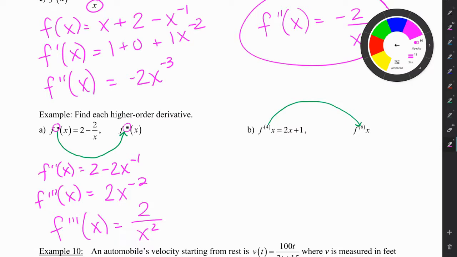For B, we're starting at the fourth derivative, and we need to go to the sixth derivative. So the fifth derivative of x would be 2, and the sixth derivative would be 0. That was quick and easy.